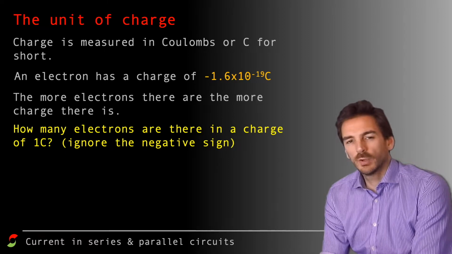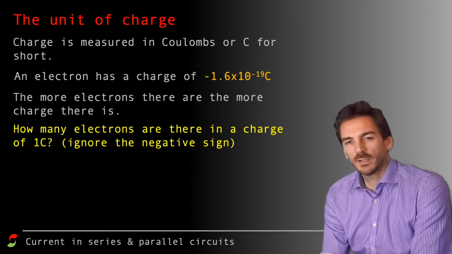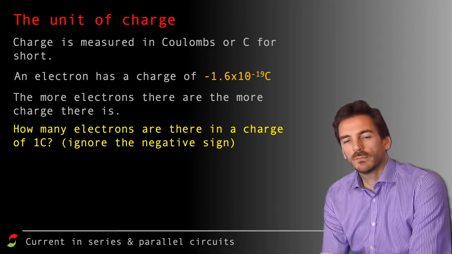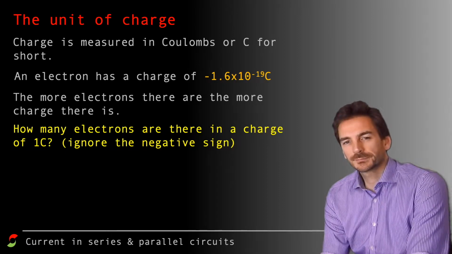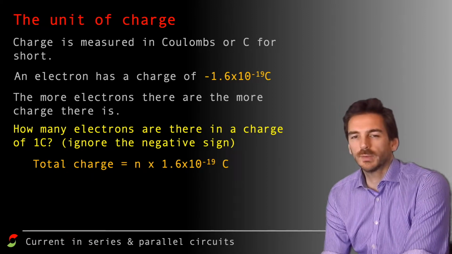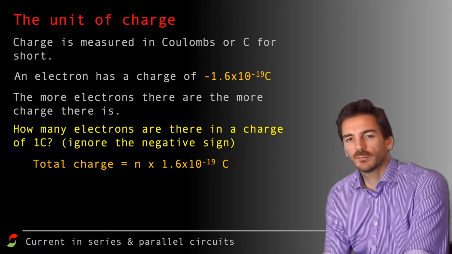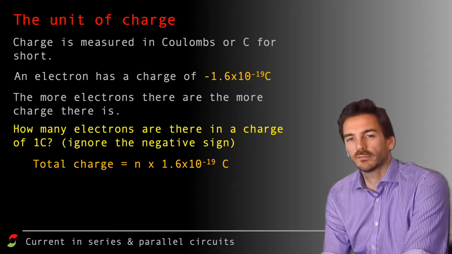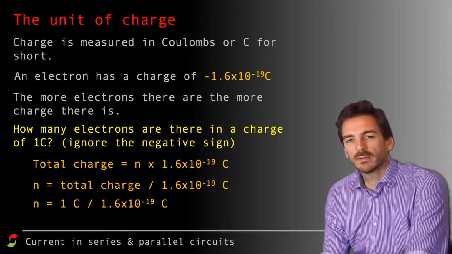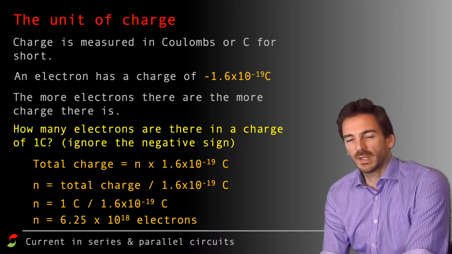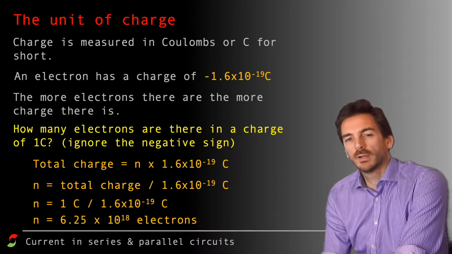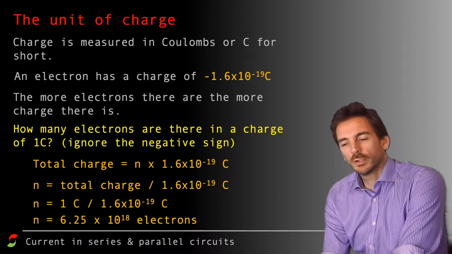What I'd like to do is just stop the video and see if you can calculate how many electrons there would be if we had a total charge of 1 coulomb. If we think about it, the total charge is going to be a certain number of electrons, n, times 1.6 times 10 to the minus 19 coulombs, the charge of that electron. If we rearrange that, we find that 6.25 times 10 to the 18 electrons are required to have a total charge of 1 coulomb.